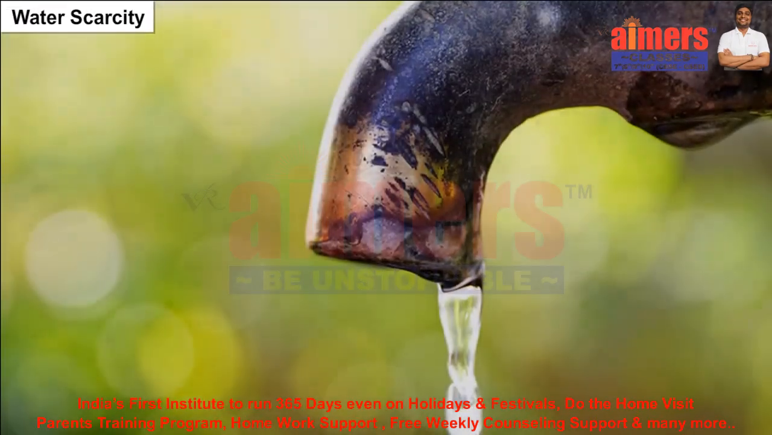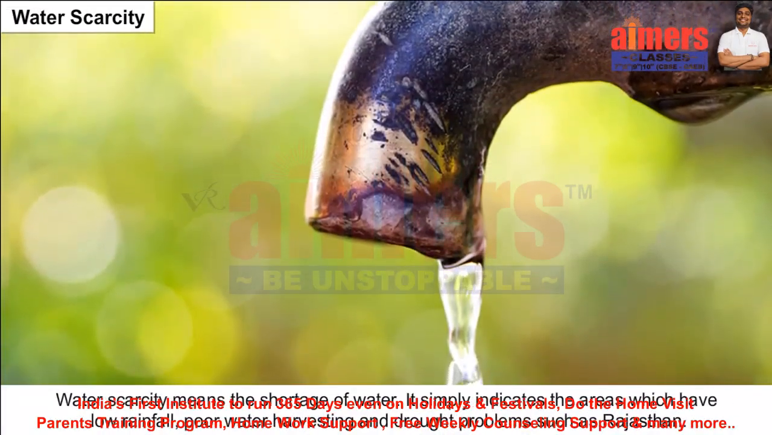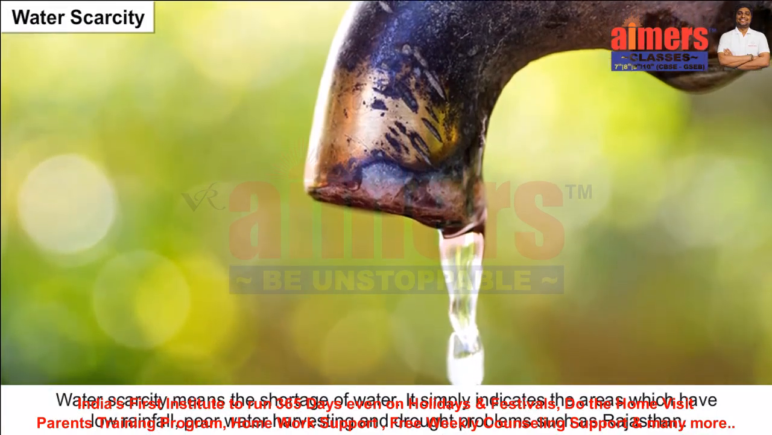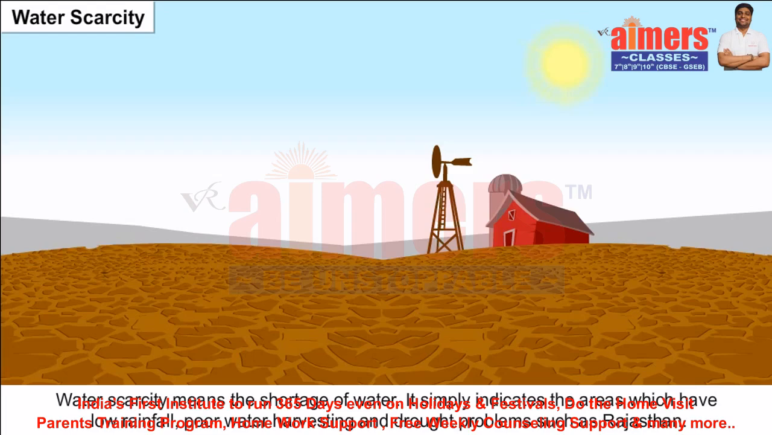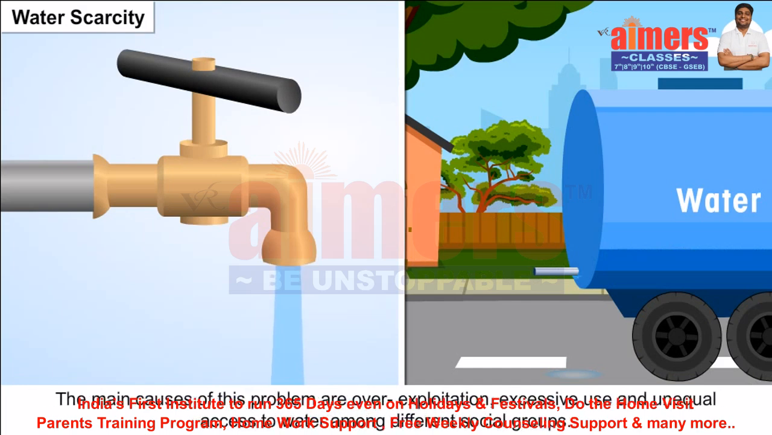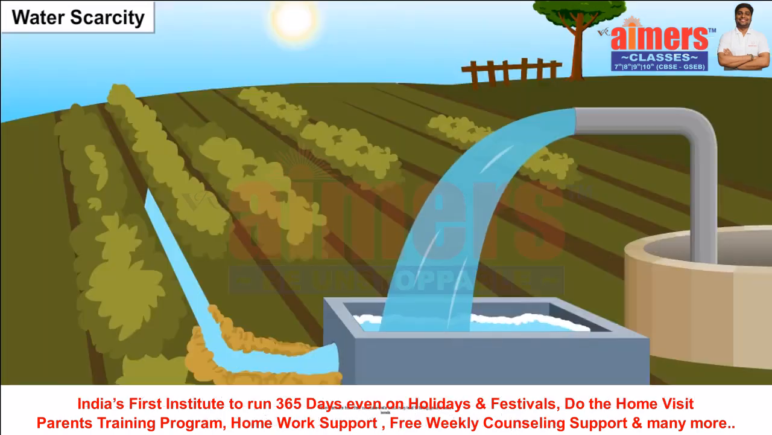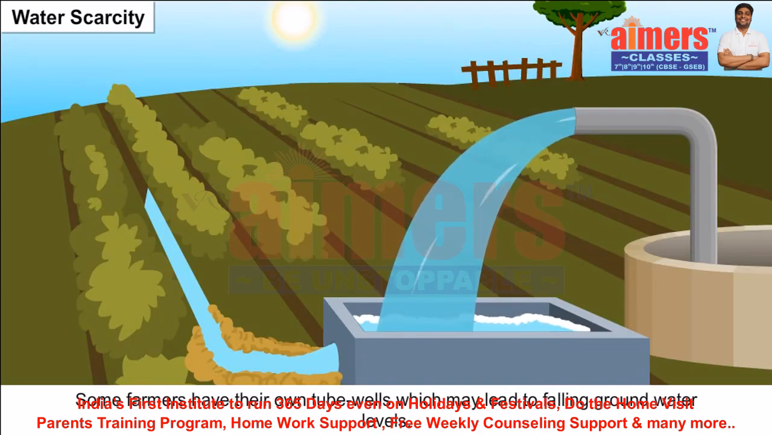Water scarcity. Water scarcity means the shortage of water. It simply indicates areas which have low rainfall, poor water harvesting, and drought problems, such as Rajasthan. The main causes of this problem are overexploitation, excessive use and unequal access to water among different social groups. Some farmers have their own tube wells, which may lead to falling groundwater levels.